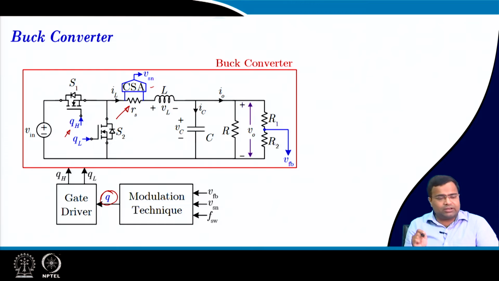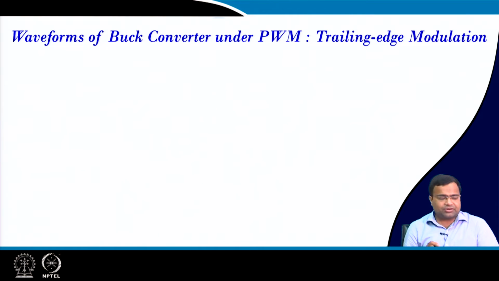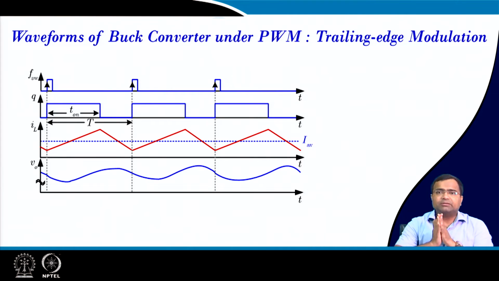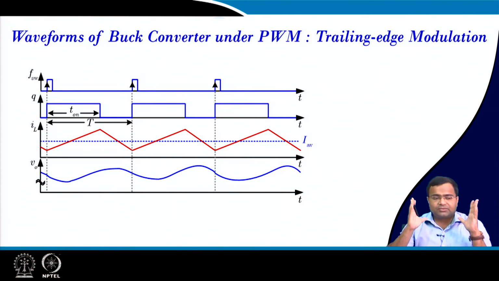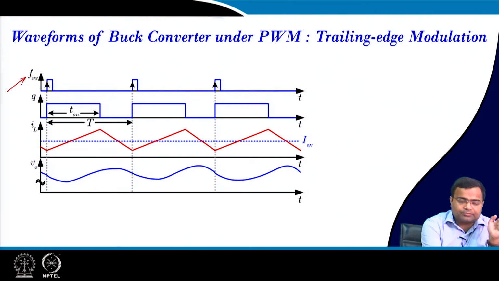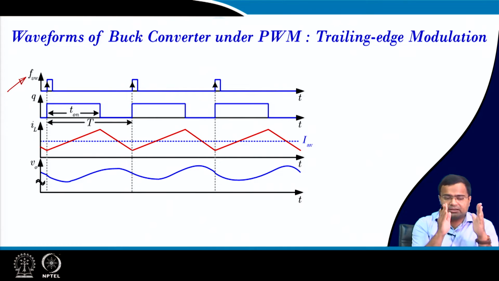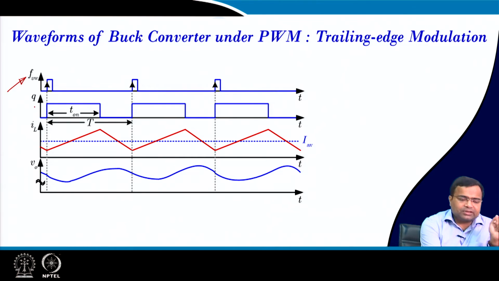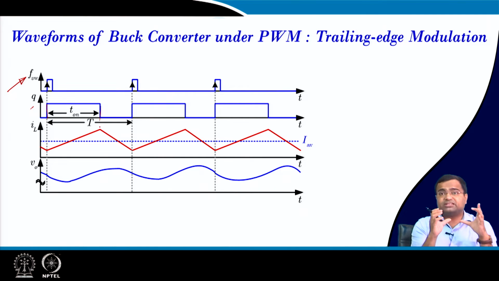Now, to start with, let us consider trailing edge modulation. What is trailing edge modulation? We generally turn on the converter using an external switching clock FSW, and this will decide our switching frequency of the converter. Then the gate signal Q goes high when the rising edge of the clock comes, and it will be turned off after, suppose, a fixed duration.